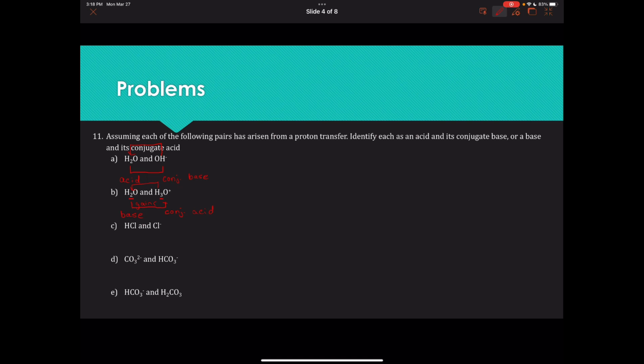Now next we've got HCl and Cl minus. We go from 1 hydrogen to no hydrogens. That means we are donating. So HCl is an acid. The Cl minus is its conjugate base.